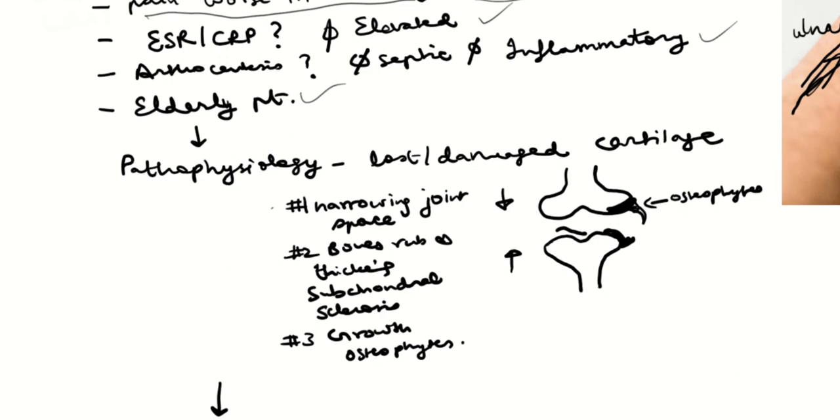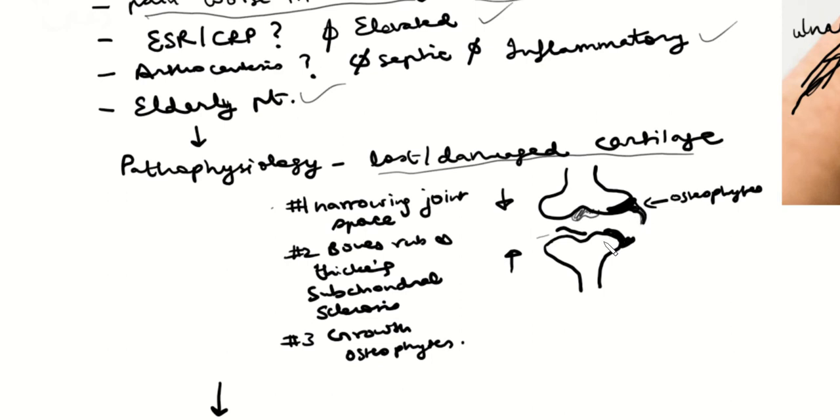What happens? So remember the cartilage that we have that cushions the two areas where the bones come together? Well, you get lost or damaged cartilage. Okay, so as this cartilage gets damaged, the joint space narrows and the bones start to rub against each other. And then there's thickening of the bone, which is subchondral sclerosis. And then the bone starts to develop these growths.